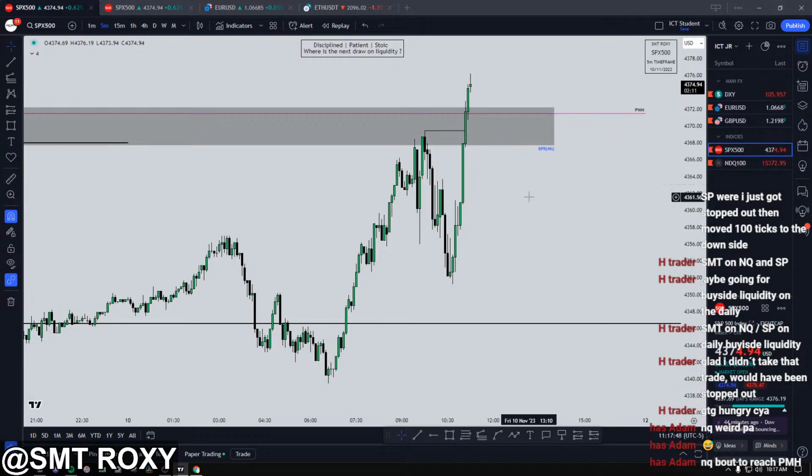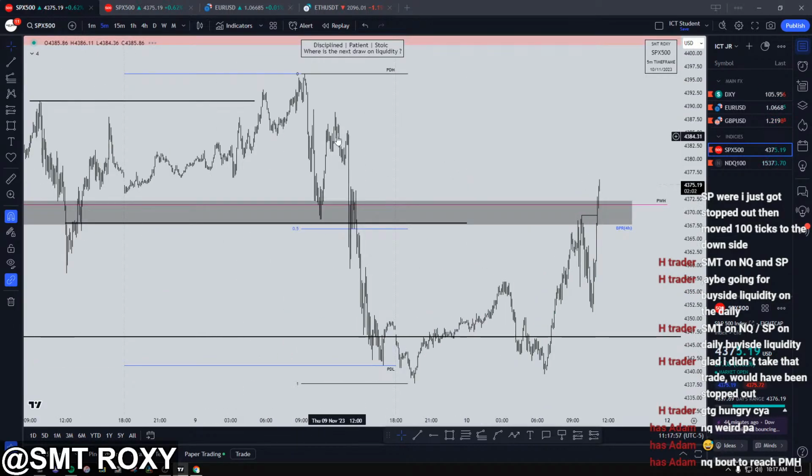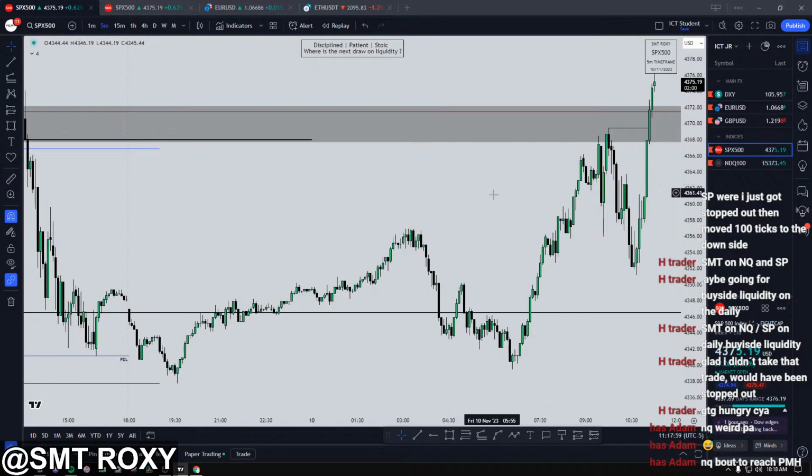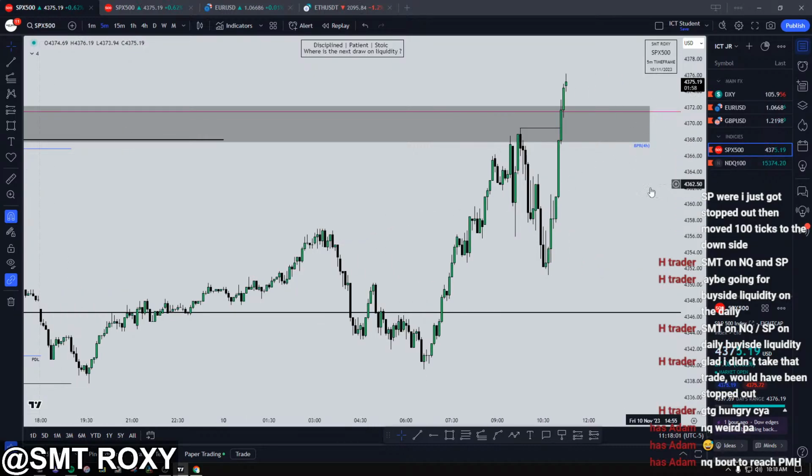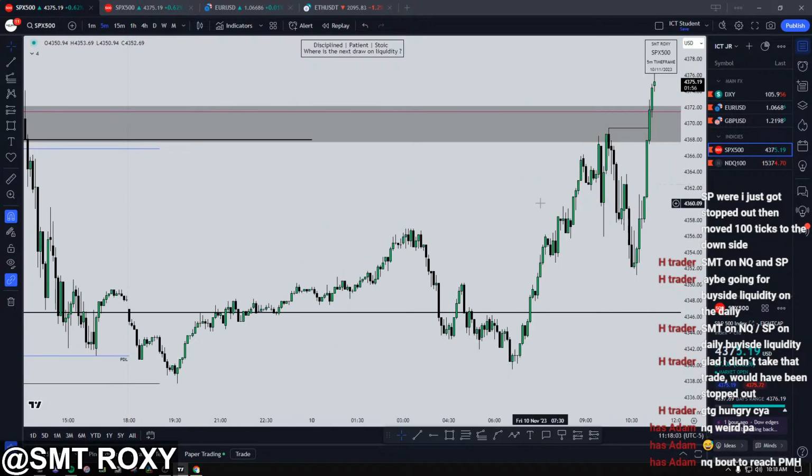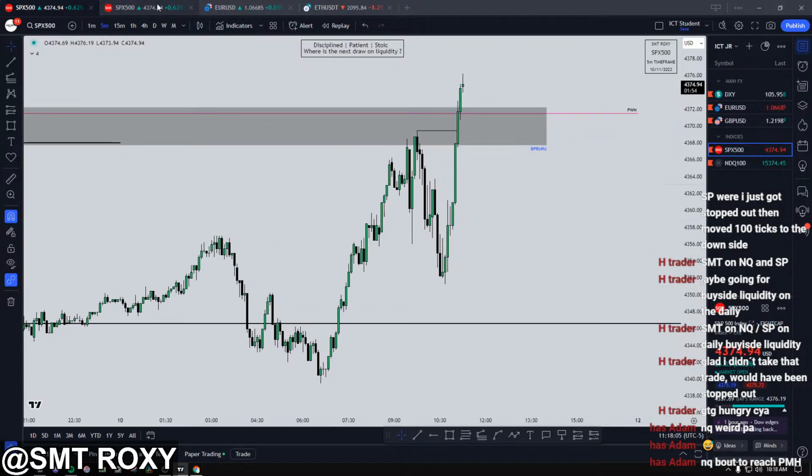So a little breaker formed here on SPX. This little short-term low got broken through, ran up, closed above it. Let's see if we come back down probably, start reaching for this buy side up here, these two highs. NQ is about to reach the previous month high. I can see that. NQ is very strong right now too.